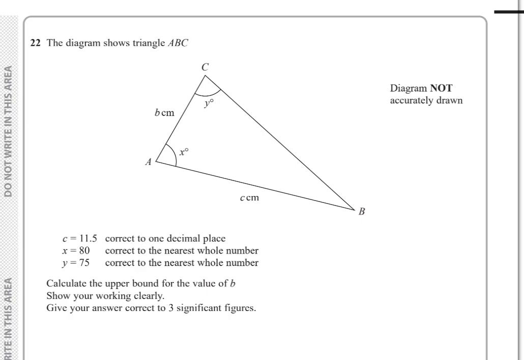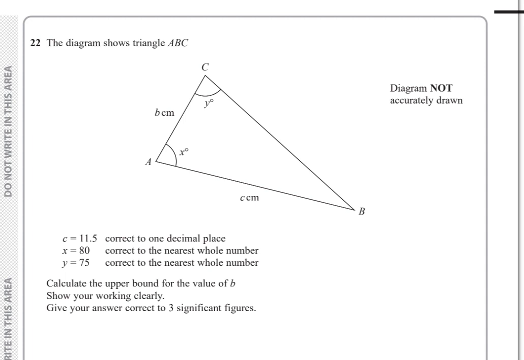Question 22. The diagram shows triangle ABC. c equals 11.5, correct to 1 decimal place. x equals 80, correct to the nearest whole number. y equals 75, correct to the nearest whole number. Calculate the upper bound for the value of b. Show your working clearly. Give your answer correct to 3 significant figures.